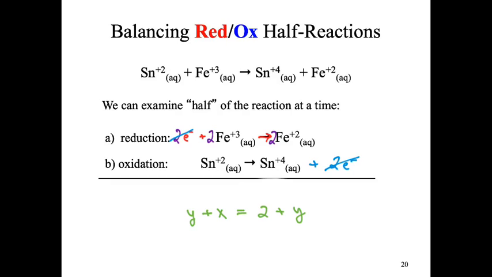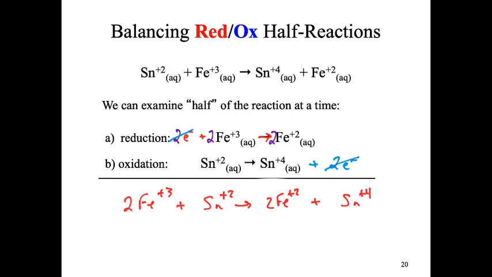What does x equal? How'd you do that? The y's were the same on both sides of the equation, so I could subtract them and they canceled out. We're doing the same algebra stuff that we've done in math, just with symbols. When we add up our equation, what do we get as an end result? 2 Fe plus 3 plus Sn plus 2, plus 2 Fe plus 2 plus Sn plus 4.